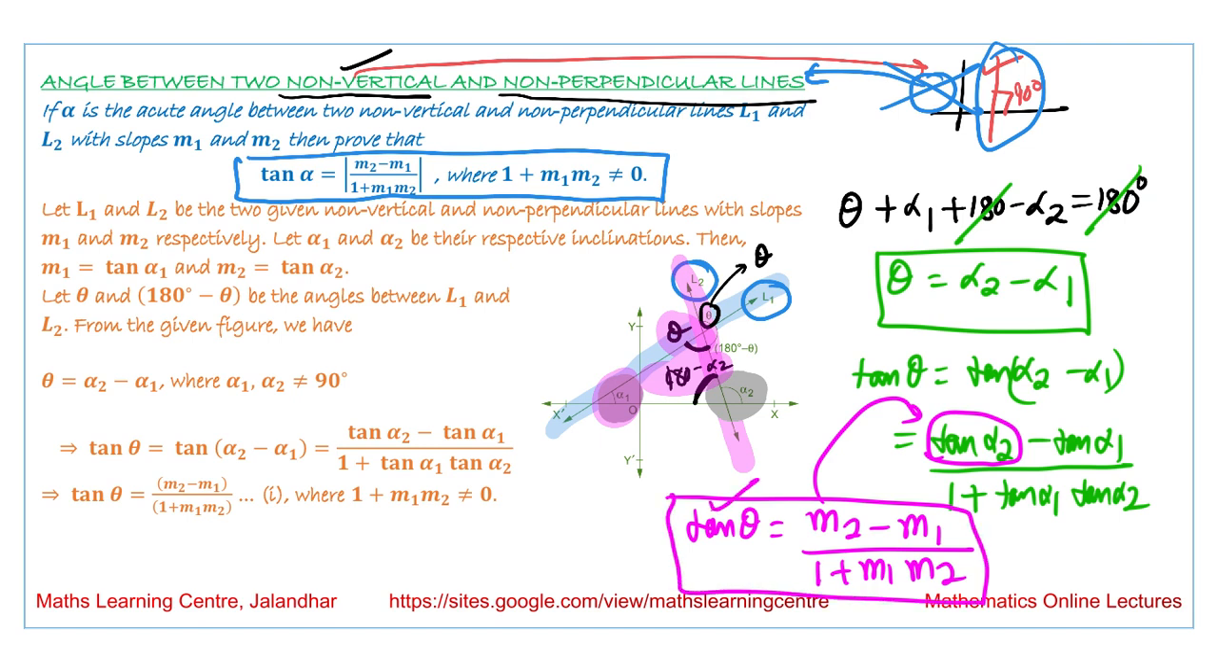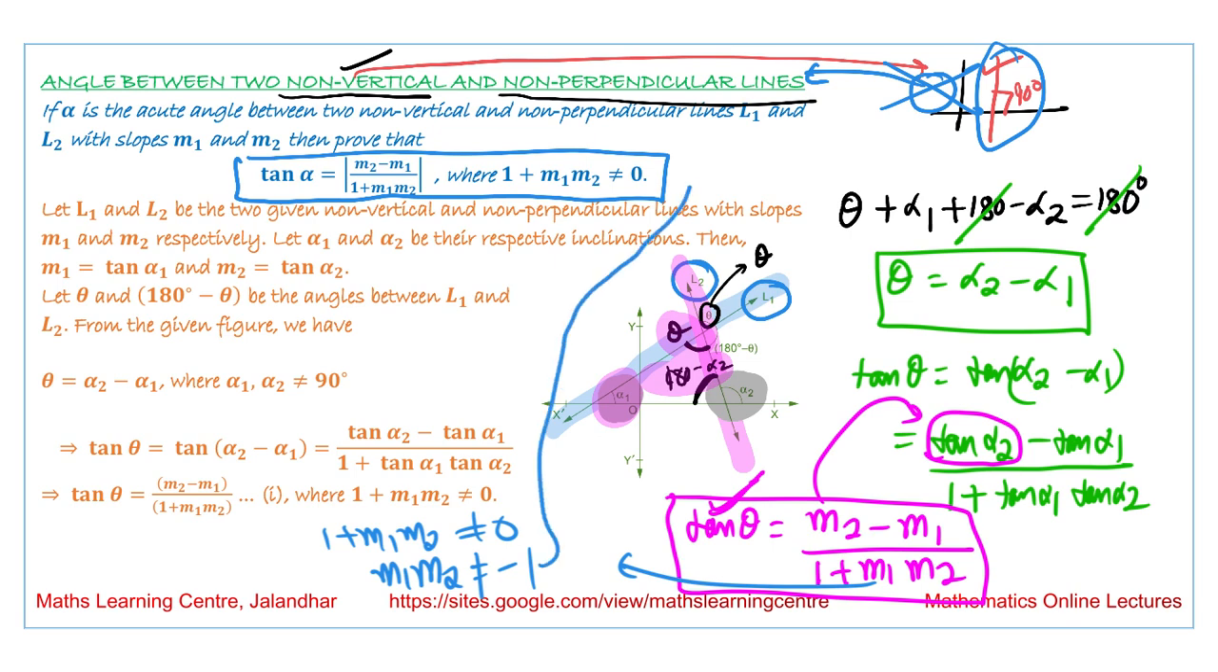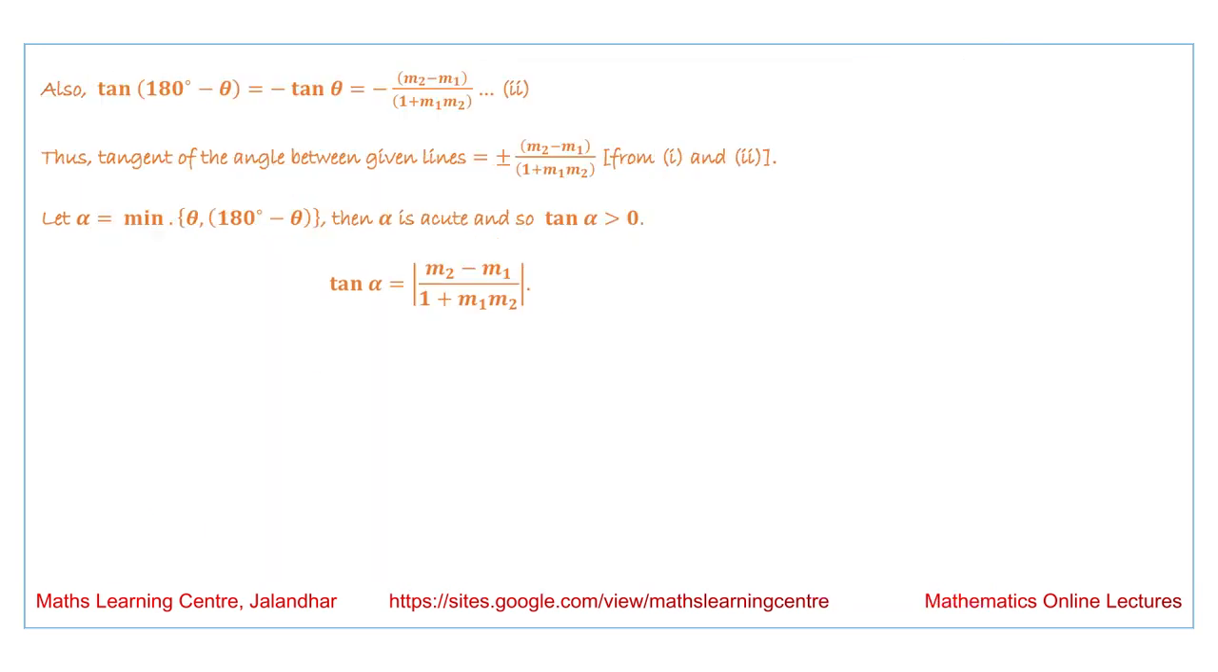So this gives us the angle between the two lines, and the condition that we have over here is that 1 plus m1 m2 should not be equal to 0, that is, m1 m2 should not be equal to minus 1. This is why we have taken the condition that these are two non-perpendicular lines.